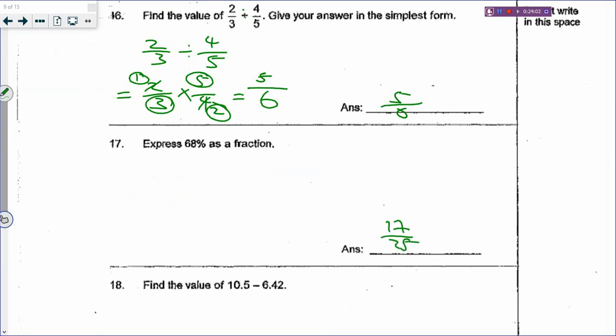And how do we change the percentage into fraction? You change the percentage into fraction by writing over 100. Writing the percentage out of 100. 68 out of 100. Okay, once you get your fraction already, then you simplify, divide by 4, and divide by 4. And that's how you get 17 out of 25, which is the simplest form.